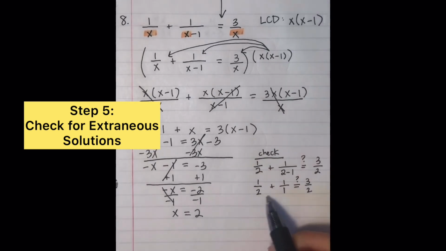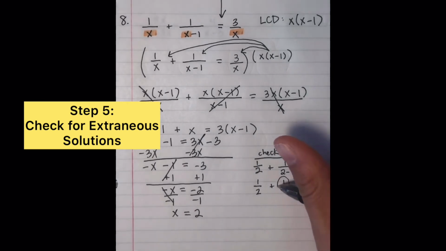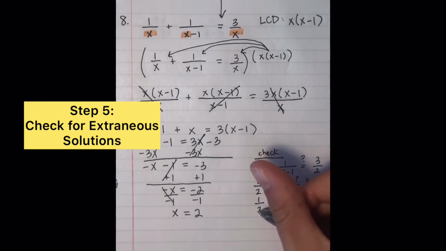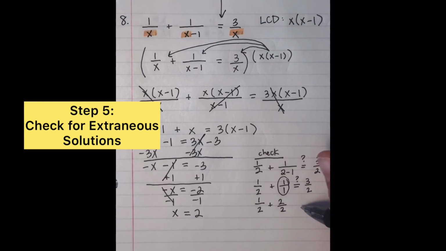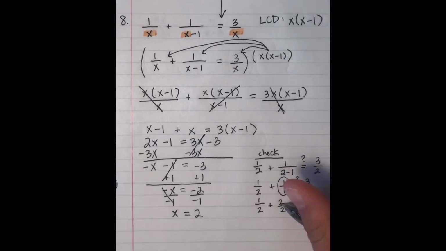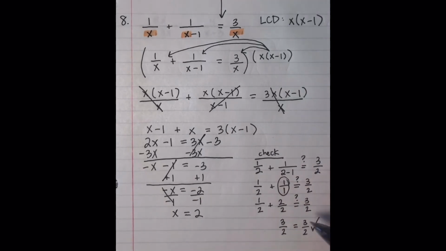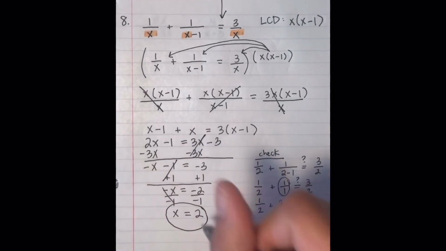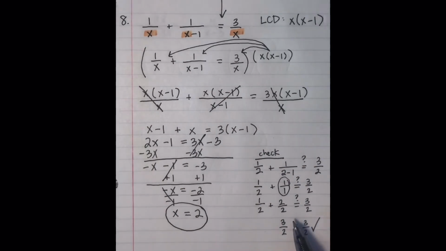We need to have them all have base 2, so we've got to change this one right here to base 2. 1 over 2 plus 2 over 2 equals, with a question mark, 3 over 2. 1 plus 2 is 3, and it checks out. So our answer is x equals 2. If this didn't work, this would be extraneous.